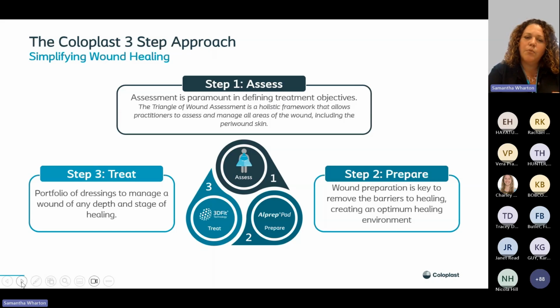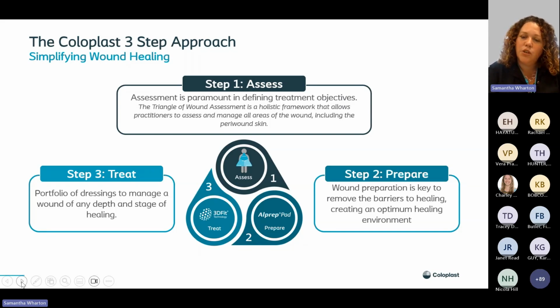But it's also really important to assess that patient, look at their age, their mobility, their comorbidities, what medications they're on. Also looking at their psychosocial factors. What's their environment like? Are they working? Do they have any mental health issues? And addressing all of these and optimizing your patient as much as possible to get them into a healing trajectory.